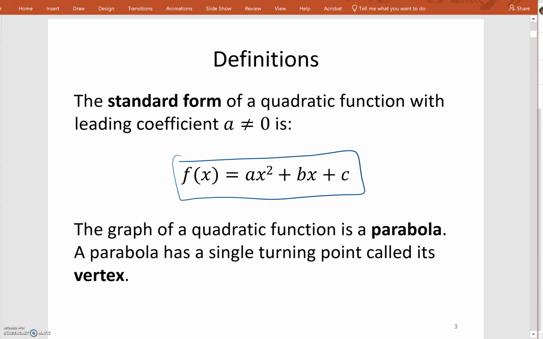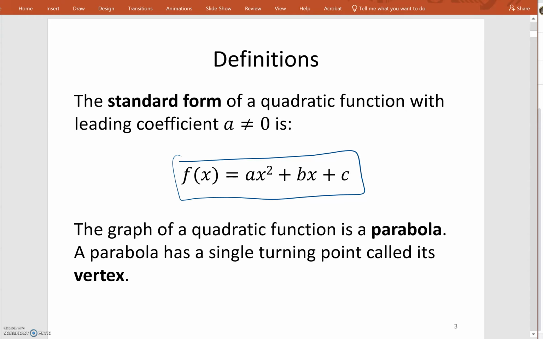The a not equal to 0 is simply because if a was equal to 0, then this term wouldn't be here. Because if a was 0, this would just cancel, and you'd basically just have a linear function. So we don't want it to be linear. That's why we have that restriction.